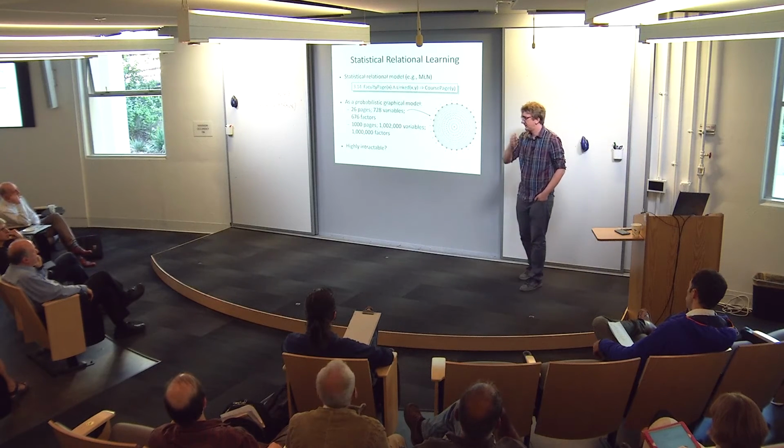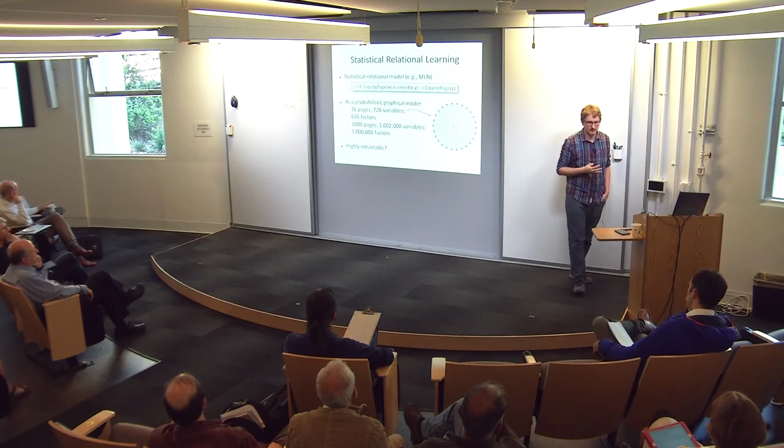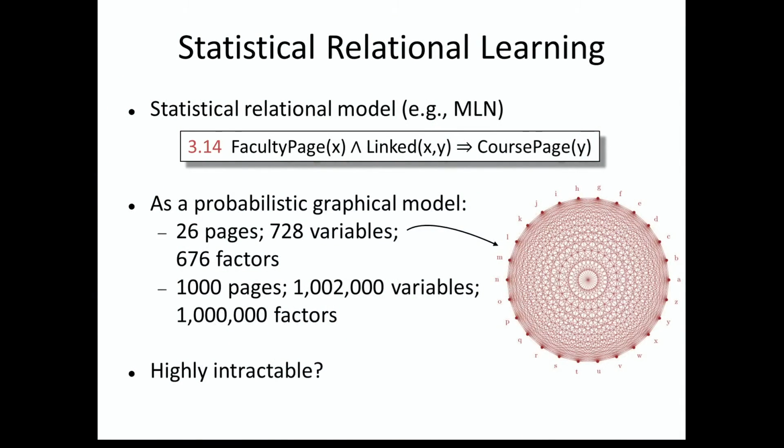And it's not just in this kind of contrived example that you see this behavior. If you take your statistical relational model, for instance, a very simple one that says faculty web pages are more likely to link to course web pages. And even if you have just 26 web pages, you already have this graphical model here.